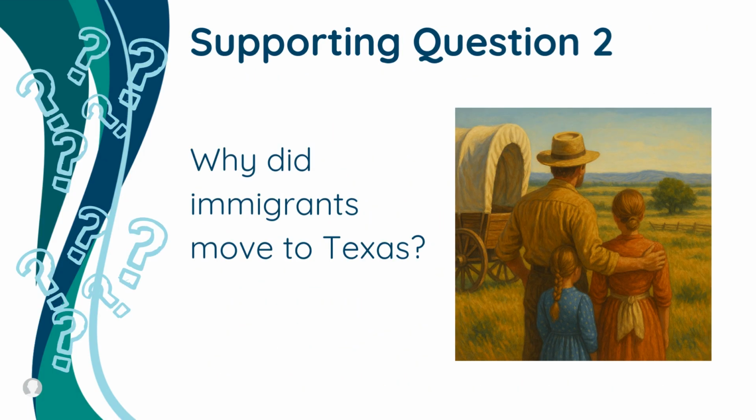Supporting question 2 asks, why did immigrants move to Texas? For students, this moves us from what happened with the treaty to who is coming and why. And as you teach it, keep connecting back to push and pull ideas: cheap land, economic opportunity, safety, community, and sometimes pressure or hardships somewhere else. These reasons will later show up in their letters and in their arguments.